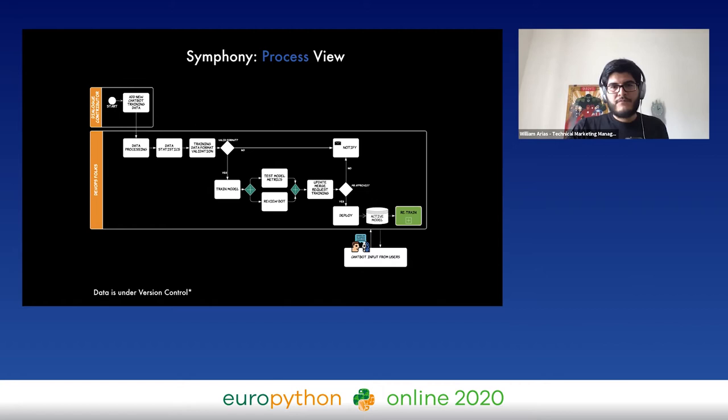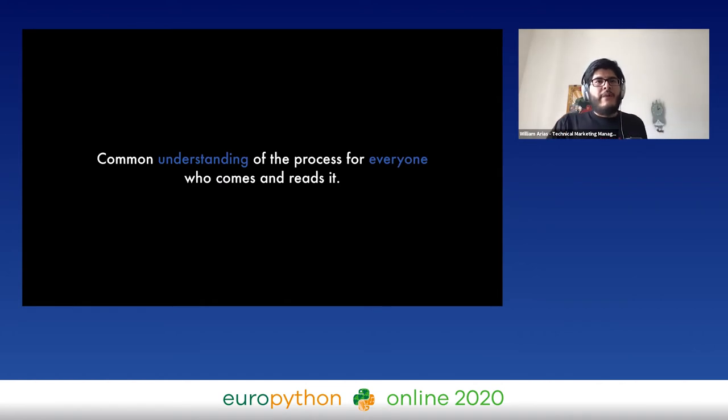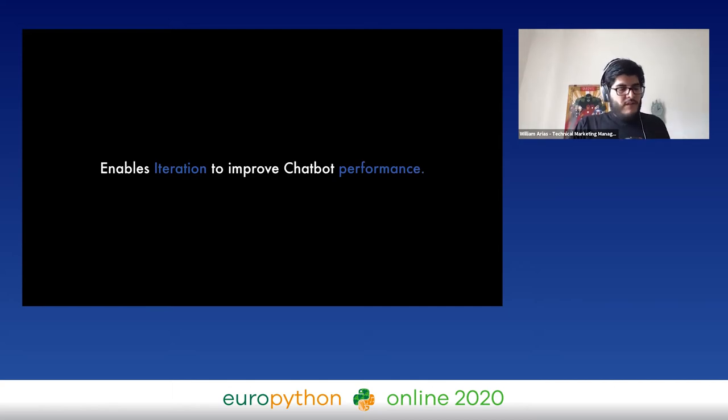So this is a process view that contains many of the steps from the model lifecycle view. And what are the benefits of this? When you do this, first it is a favor that you do to yourself, but also you have a common understanding of this process for everyone. So if next time there is an iteration where something should change, now it's very easy for, let's say, some new employee or for you one month later to retake it and say, oh, okay, this is what I was doing, here is where I am. And when you use this process modeling as well, you can identify bottlenecks or where the things that you are doing might be failing. And also this gives you a standard that will enable iteration, so you can improve the performance of the chatbot over time.